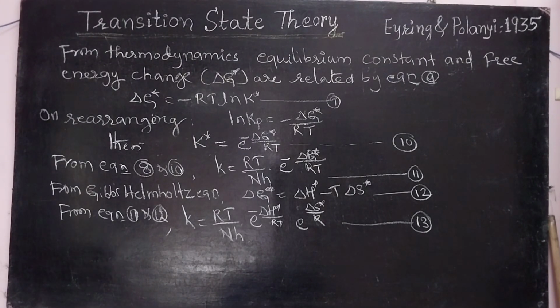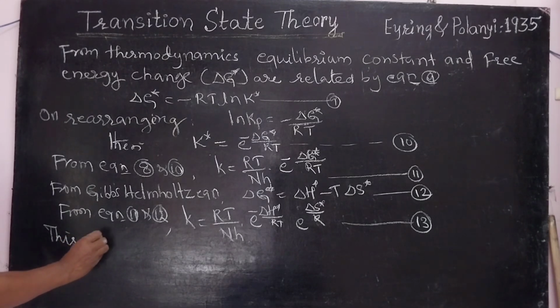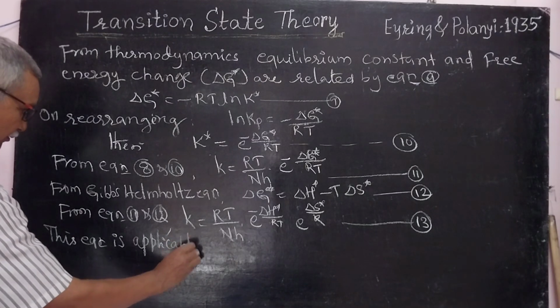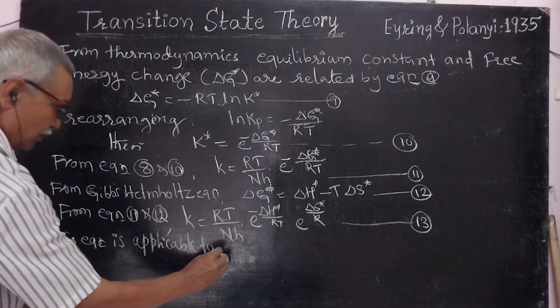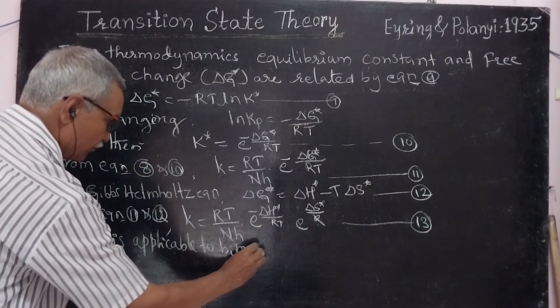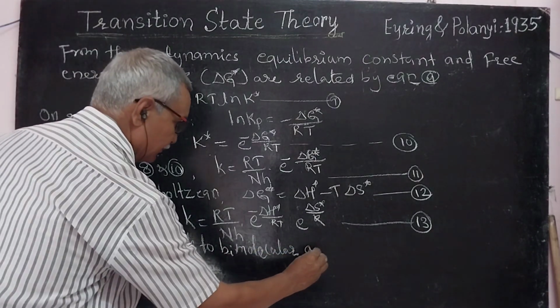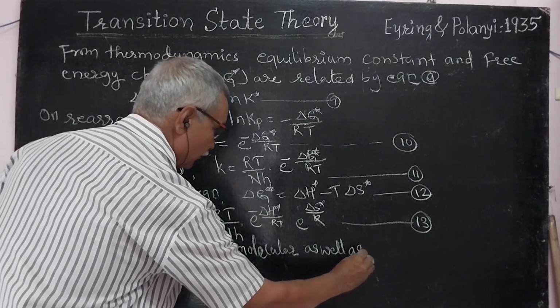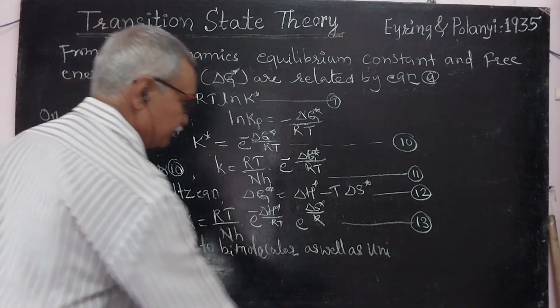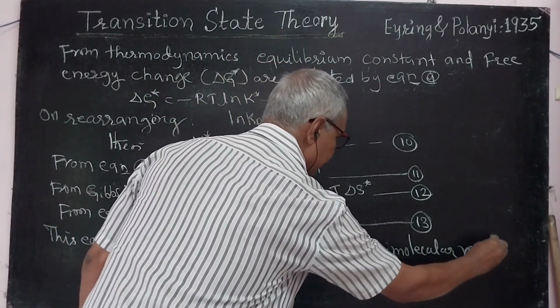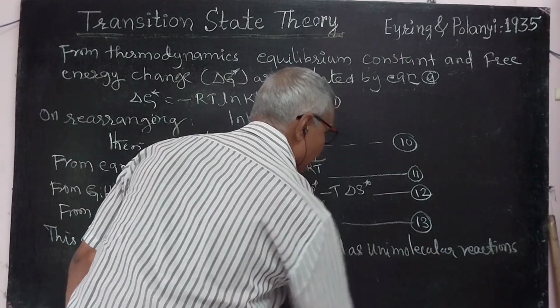Equation 13 is the expression for rate constant in terms of enthalpy and entropy. This equation is applicable to bimolecular as well as unimolecular reactions.